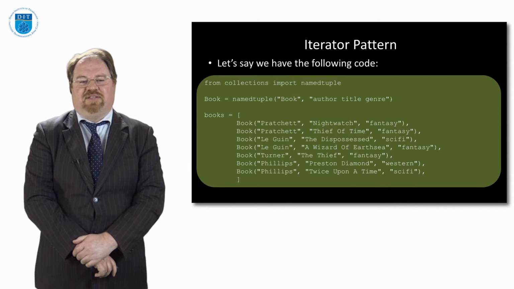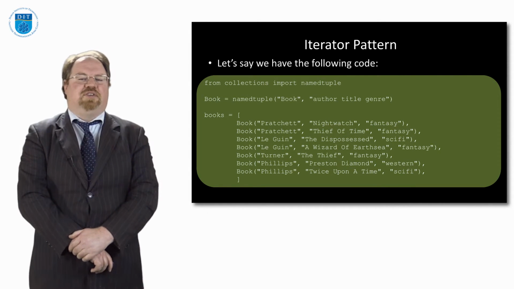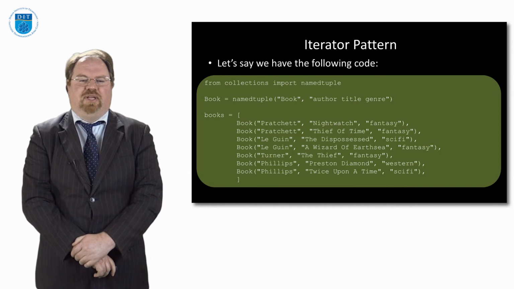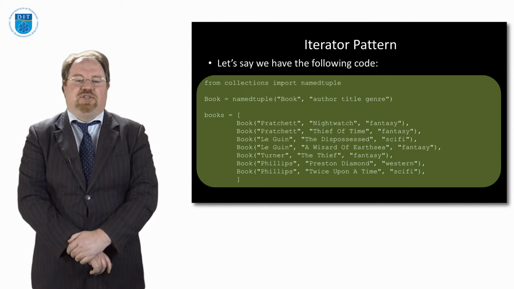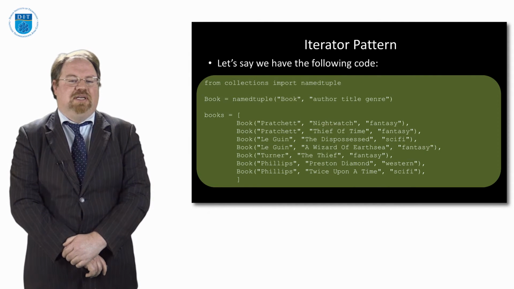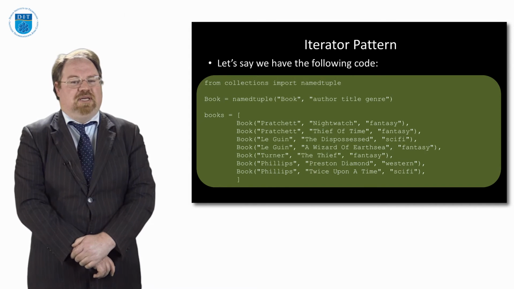If we want to create a set from that, let's say we want to just get the authors who write fantasy. We can see Terry Pratchett has 2 there, we can see Le Guin has 1, and we can see Turner has 1. So are we going to see Pratchett, Le Guin, Turner? If we created a list comprehension, that's what we get.